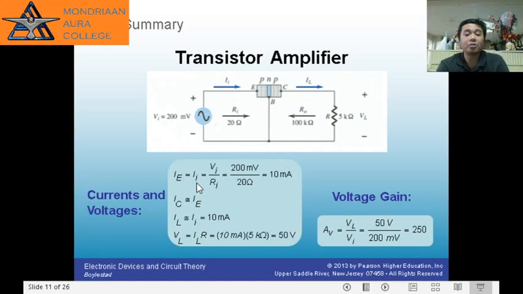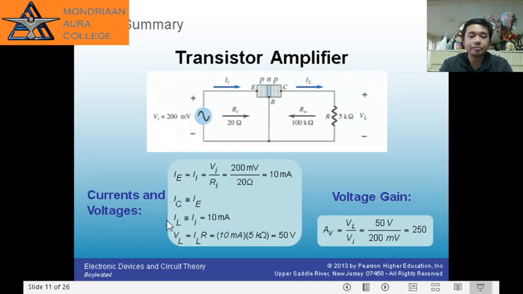How do we compute the input current? We divide the input voltage by the input resistance. In this case, our input voltage is 200 millivolts AC divided by 20 ohms. So that is equal to 10 milliamperes. The AC current entering here is equal to 10 milliamperes.